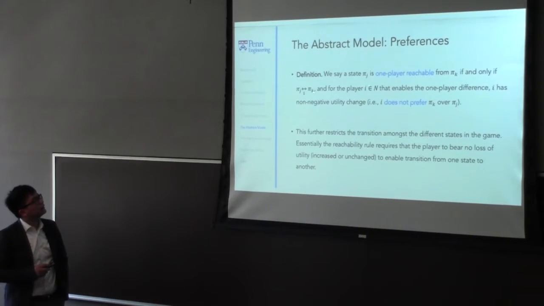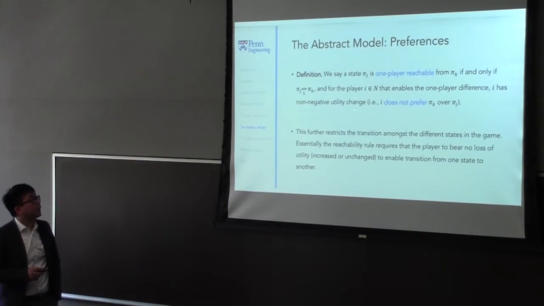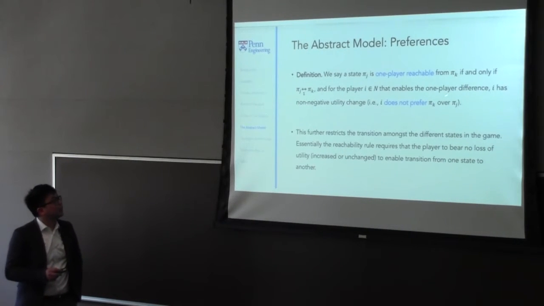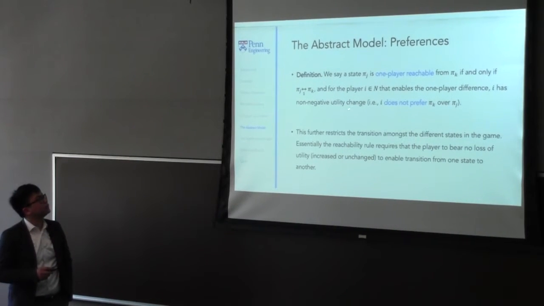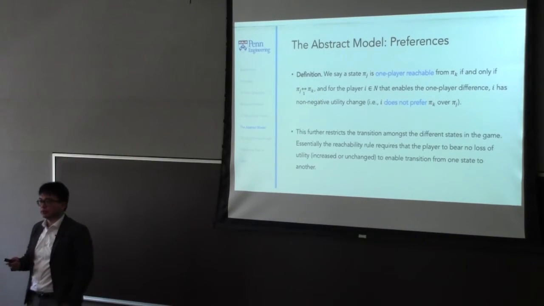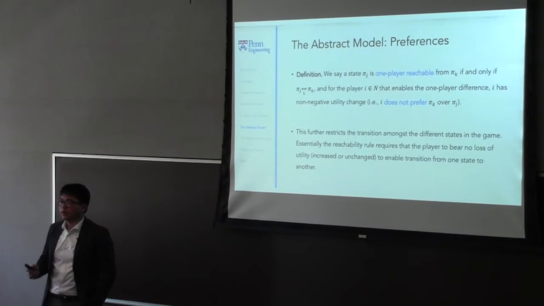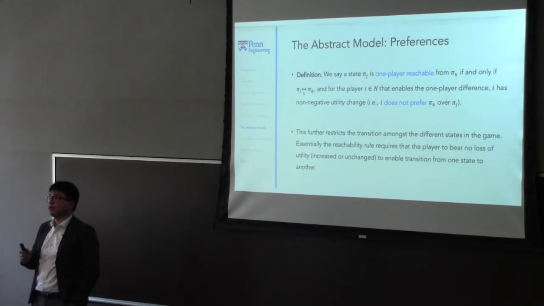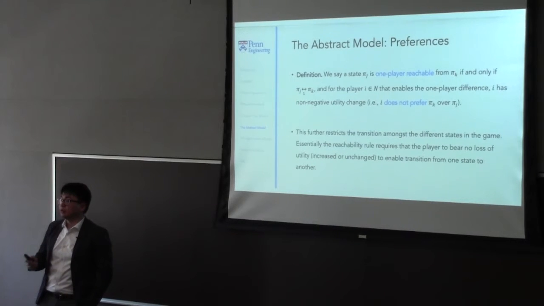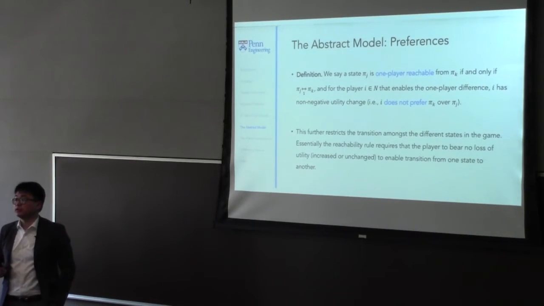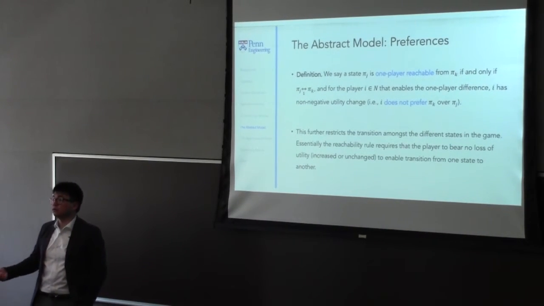If and only if there exists a player i, which is the i that enabled the one player difference, it has to have a non-negative utility change. So you're saying that if I'm going to be able to go from a state i to j, j to k actually, and the player i is involved in making the one player difference possible, the player i has also to get a non-negative utility change for it to be the person to move, right?